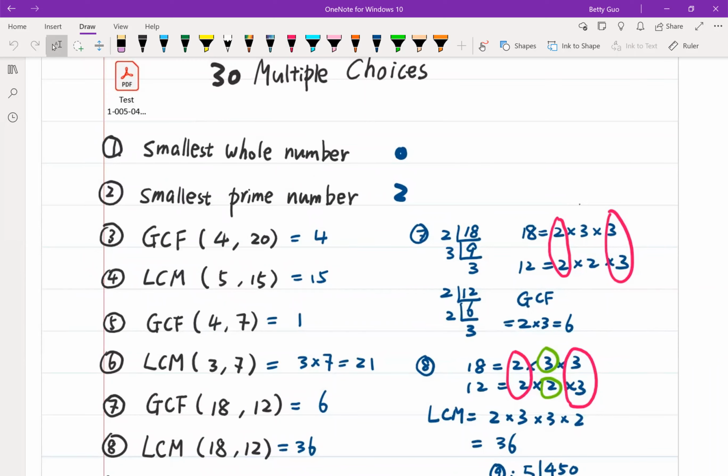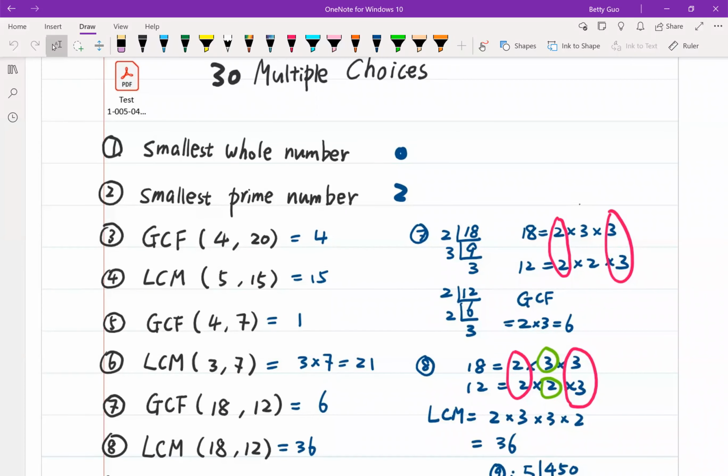Number 4, find the least common multiple of 5 and 15. This is special case number 1. 5 is a factor of 15. 15 is a multiple of 5. So the least common multiple is the bigger number, 15.